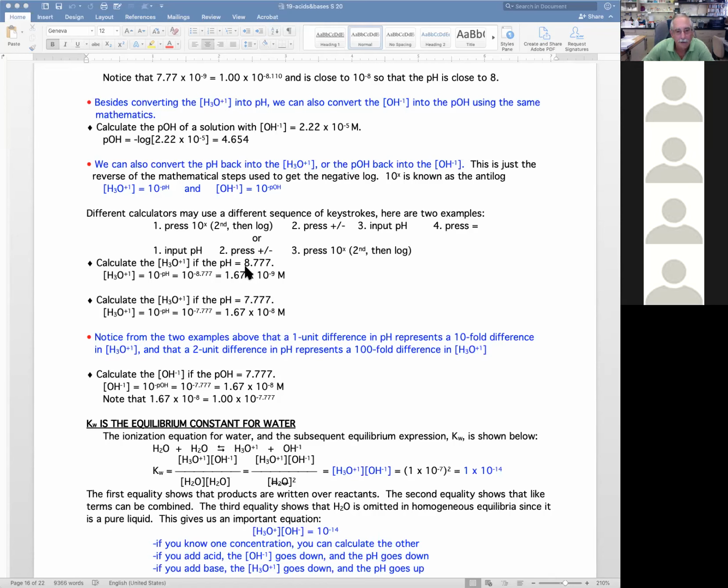So here I compared 8.777 and 7.777. Those are a difference of 1 pH unit. And look at the difference in the concentration. Just to remind you that 1 pH unit is a factor of 10 in terms of the concentration of the ions we're talking about. 2 difference units in pH represents a 100-fold difference.